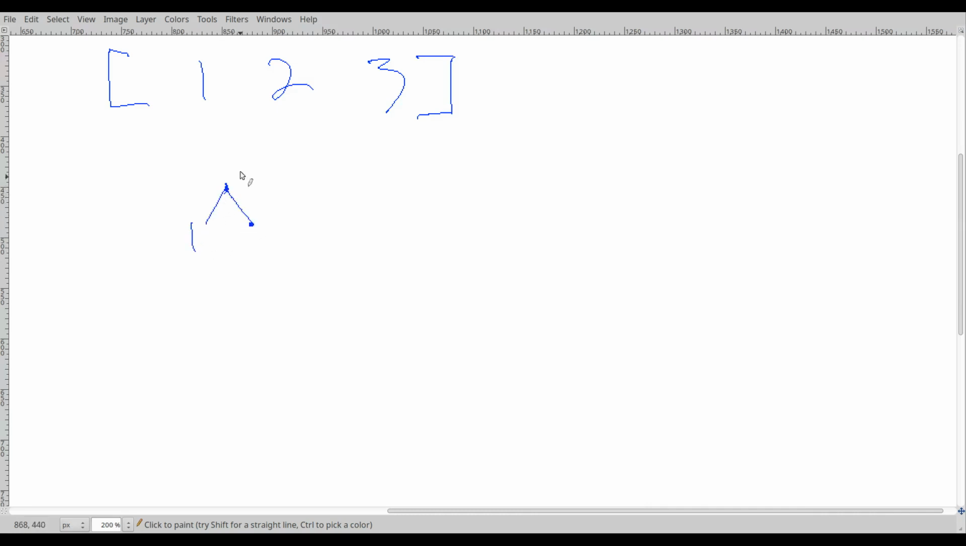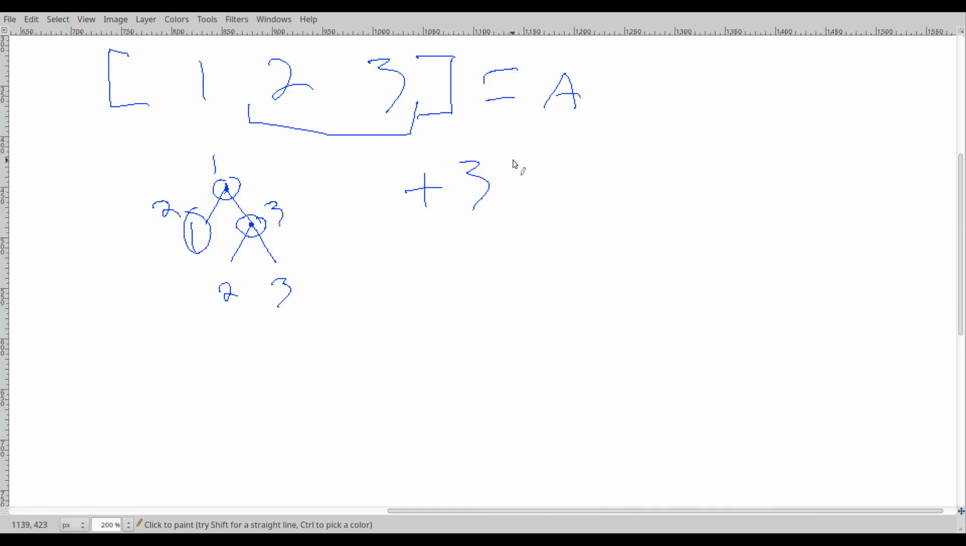Remember that the second element of this cell is actually itself a cell. So we already learned that this node right here is 1, this node right here is 2, and this one is 3. So in this case, if we did +3, call it A, +3 A is going to give us back the cell 2, 3. Okay? This is where it starts to get a little bit more complicated.